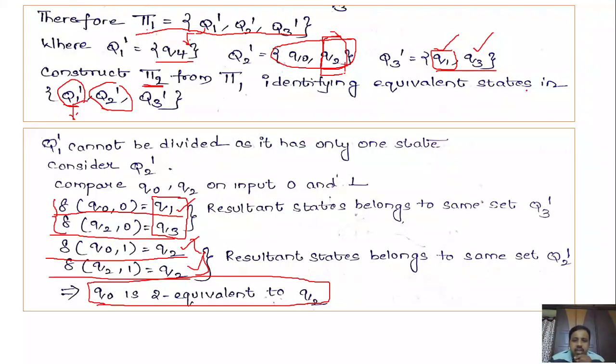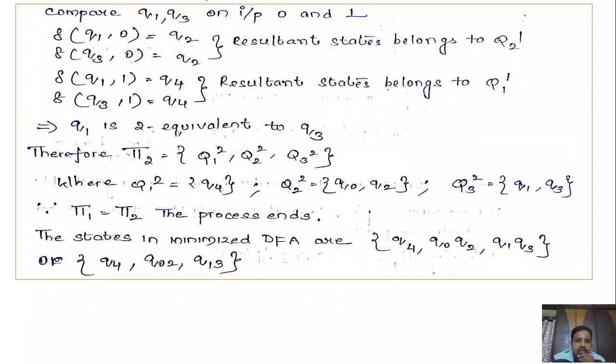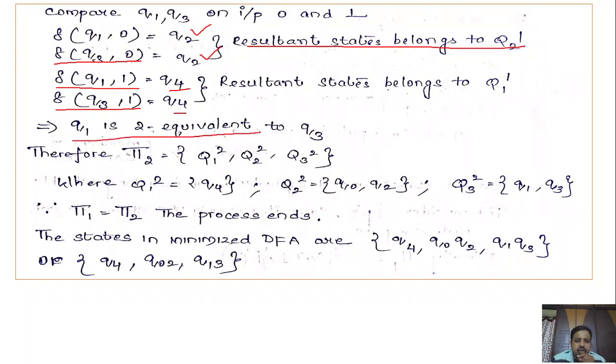Done. Next, we have to check whether q1 and q3 are equivalent or not, right? So you have to take q3 power 1 and check delta of q1 on 0. What did you get? q2. Delta of q3 on 0, q2. So the resultant state belongs to q2 power 1, so both are members of the same set. Next, check for 1. Delta of q1 on 1, q4. Delta of q3 on 1, q4. So both are giving the final state. Obviously we can say that q1 and q3 are equivalent. That means we cannot partition them; in pi 2, they must be in the same set, right?